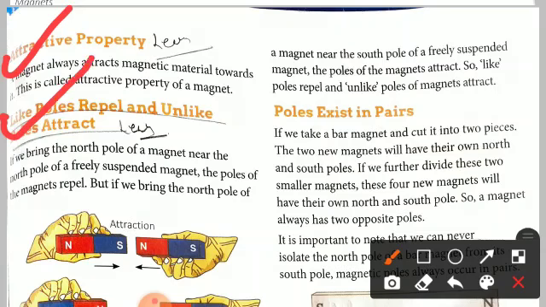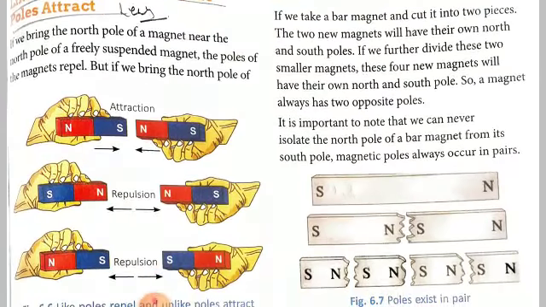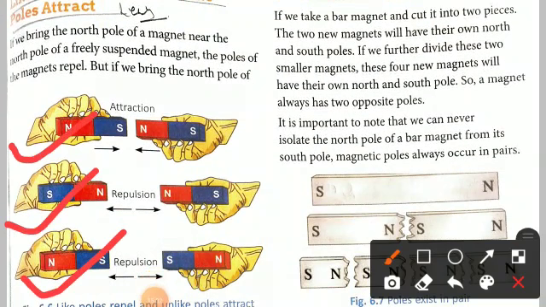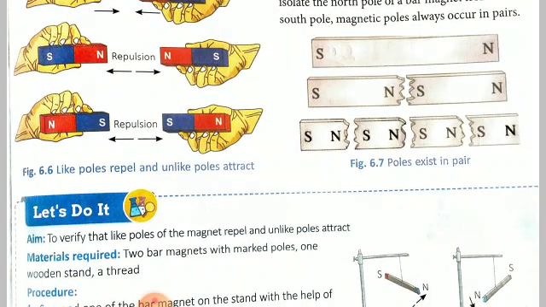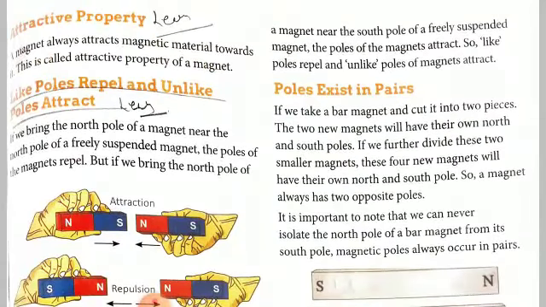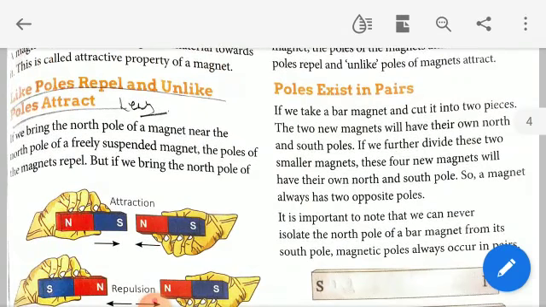Now we will come to the property that like poles repel and unlike poles attract each other. As you can see here in the different diagrams, figure 1, figure 2, figure 3, if we bring the north pole of a magnet near the north pole of a freely suspended magnet, the poles repel. But if we bring the north pole of a magnet towards the south pole, then they attract. So it is clear from this figure that same poles repel each other, and opposite poles attract each other.